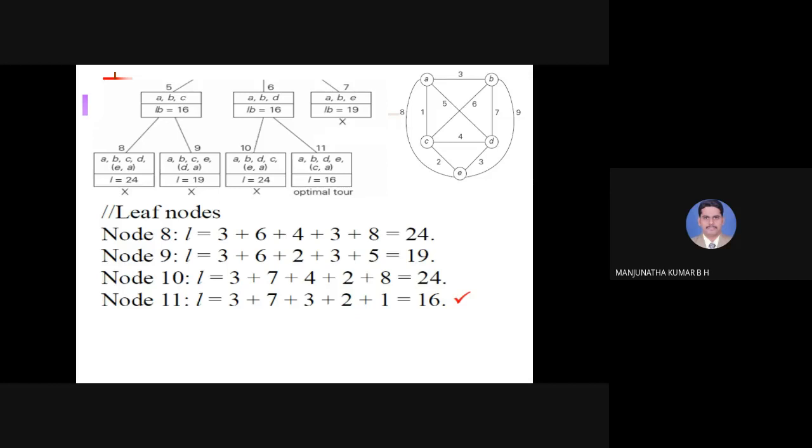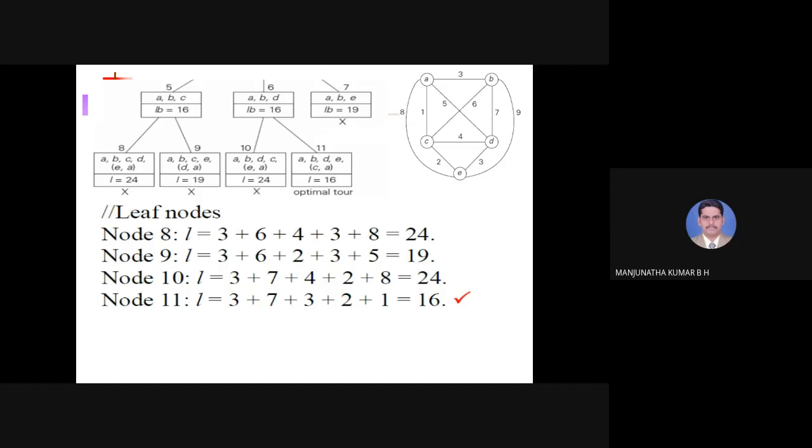You observe the given graph. Okay, the total sum is 24. Hence the cost of node 8 is 24. Cost of node 9 is 19. How is it 19? First parent is ABC. After visiting C, the next option is to visit E. Okay, ABC visited. Only one city is left, that is D. From E, you visit D, and all the cities are visited. From D, again you go back to A. Now the cost is 19.